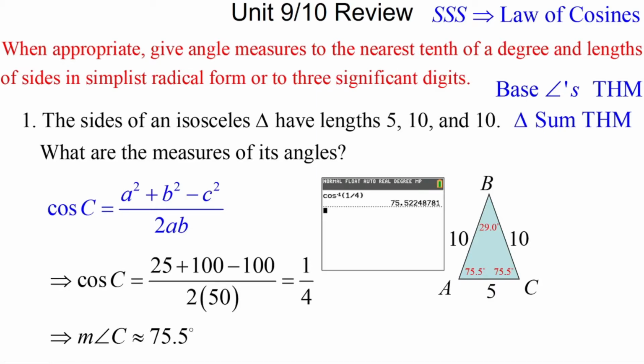All right, and remember on the previous slide when we used the right triangle trigonometry, we got the measure of angle A, 75.5. Where's my arrow? There it is, right there. The measure of angle B, 29.0. Yep, measure of angle C is 75.5 degrees.